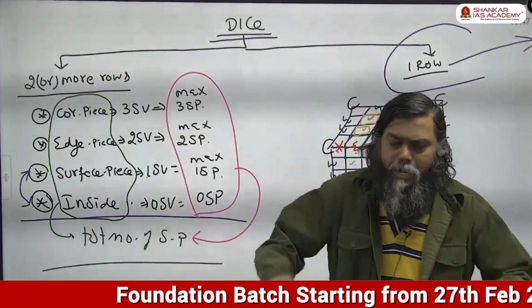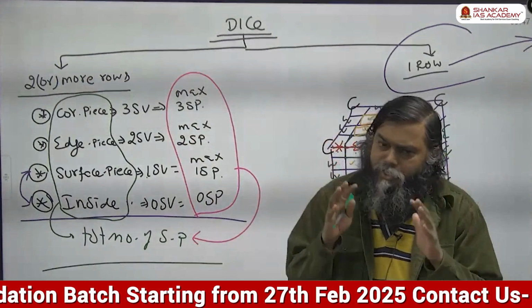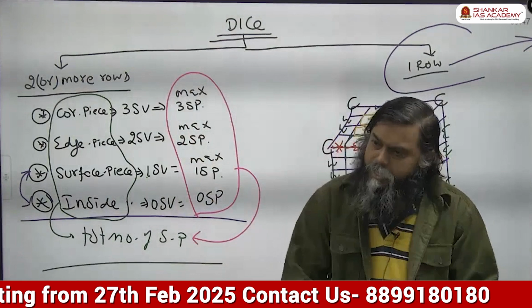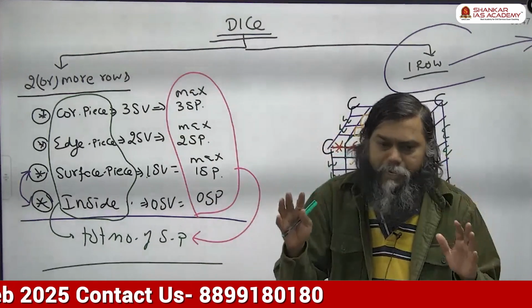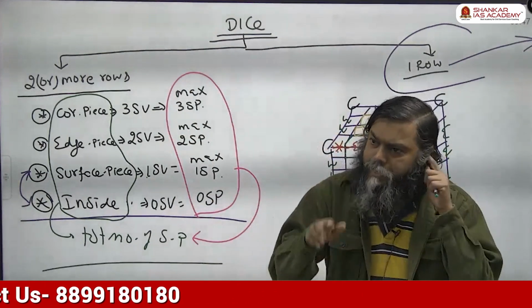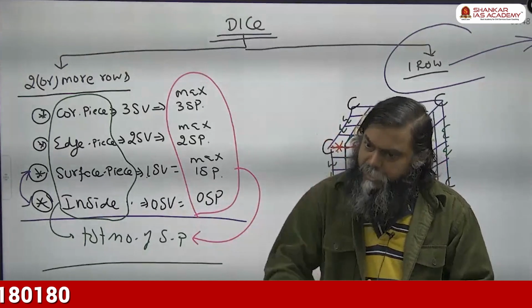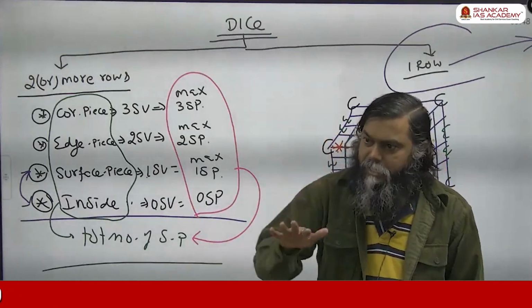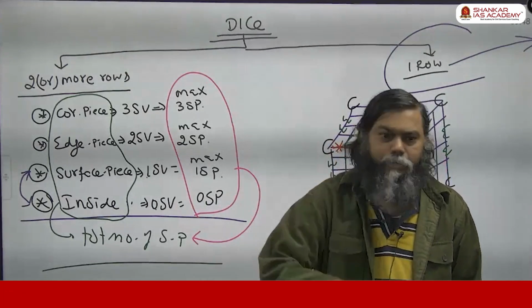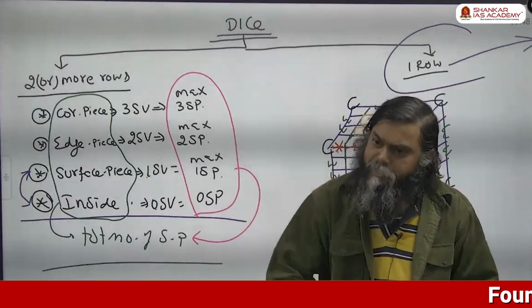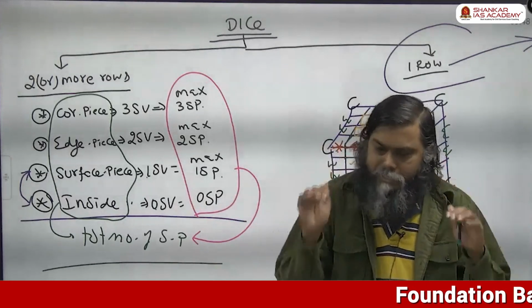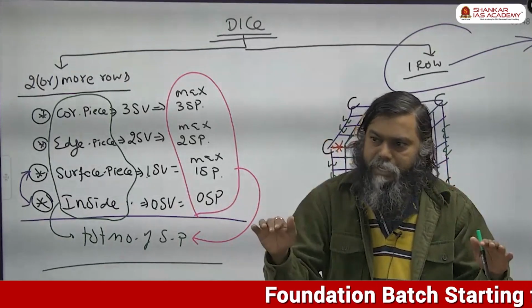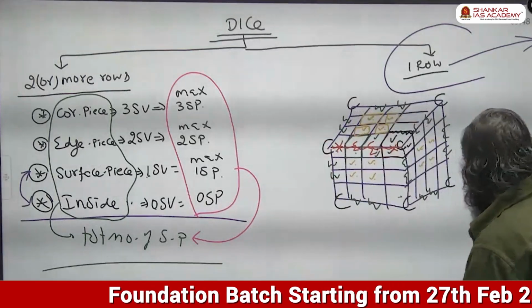Sir, I converted the bigger piece into smaller pieces. Whatever the bigger piece I am converting into smaller pieces, is the corner piece mandatory, edge piece mandatory, surface piece mandatory, inside piece mandatory? You will ask like that? Totally silent. Is an inside piece there every time, or a surface piece, or an edge piece, or a corner piece or not? You will ask like that? Listen now.